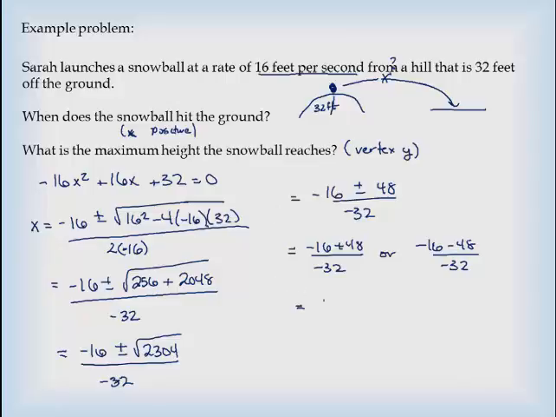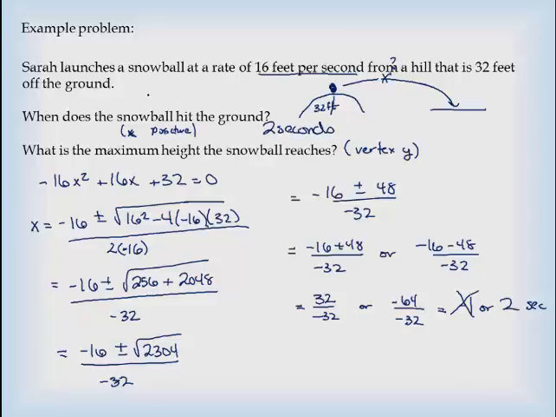which will give me 32 over negative 32, or negative 64 over negative 32, resulting in a negative 1 or a positive 2. Well, our time can't be negative, so our time is 2 seconds. So that's our answer, 2 seconds until it hits the ground.